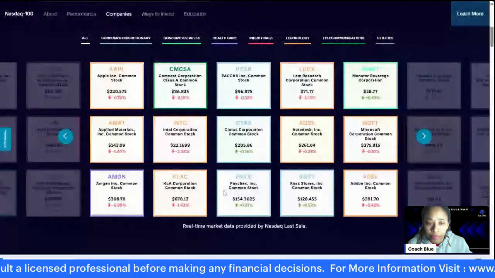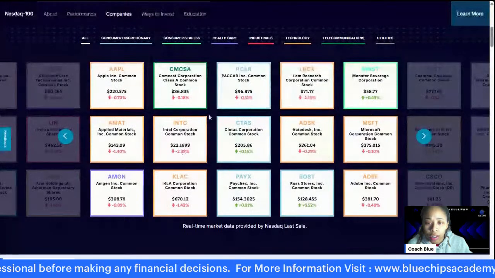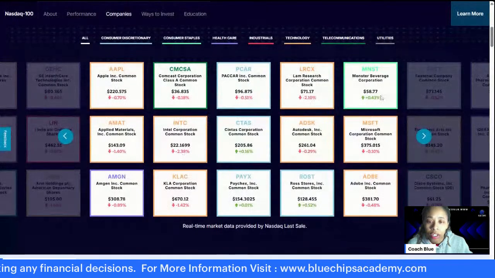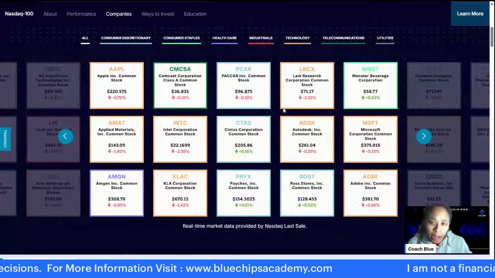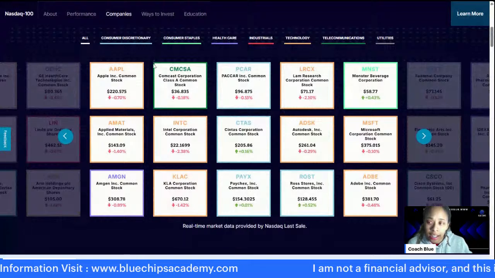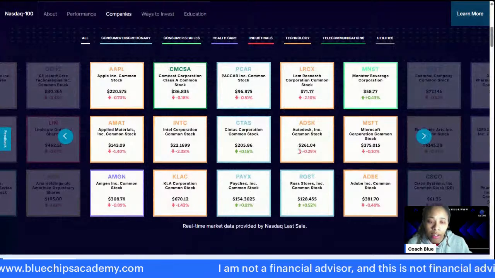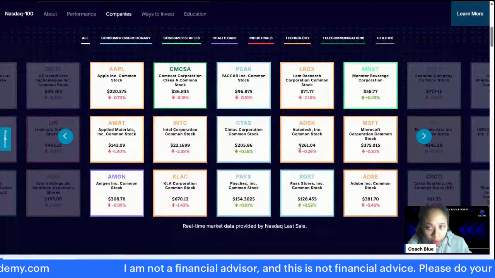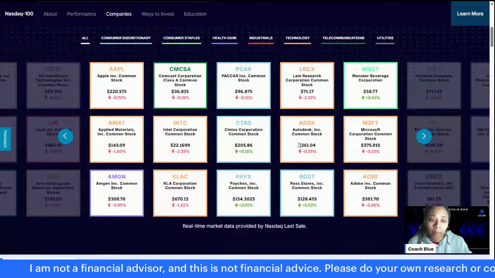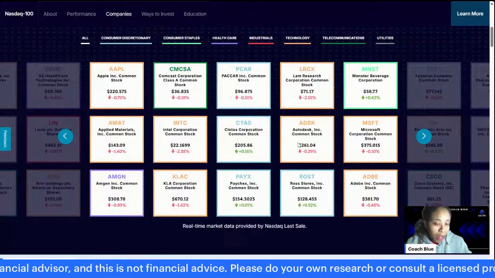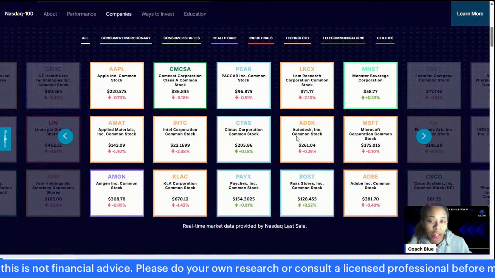We have Intel, right? So these are some monster, very familiar companies that NASDAQ is comprised of. And so we trade the performance of these companies based on whether it's a sell or buy. We can still be profitable because we're trading futures.